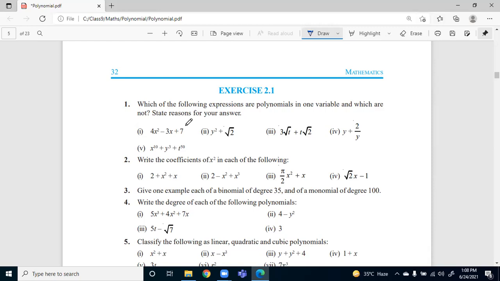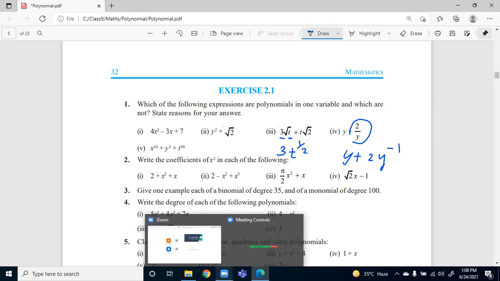Yes, Divyansh, you want to say something? Ma'am, if it is a root, then also it won't be a polynomial. Right, if it is a root, then it is not a polynomial. Like you can see, this is 3 root t. Root t means t to the power 1 by 2. So whenever there is a fraction on the variable, or whenever there is a negative number on the variable, then this will not be a polynomial.